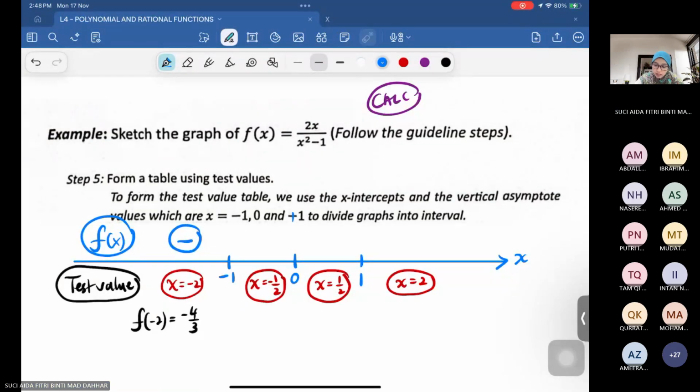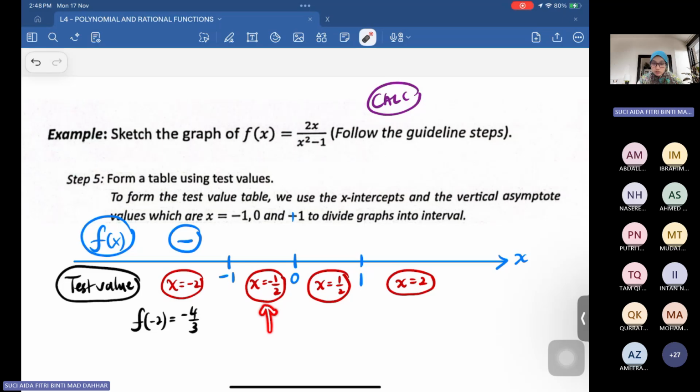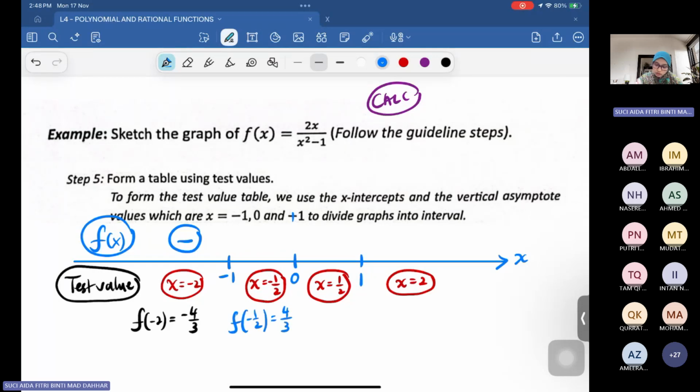So you just take note here, this is negative. Now change the x value and do it for another test value. Press the calculate button again. Now change your x to negative half, negative 0.5. What will you get now? This time I got positive 4/3, f of negative half. So this is a positive value of y.